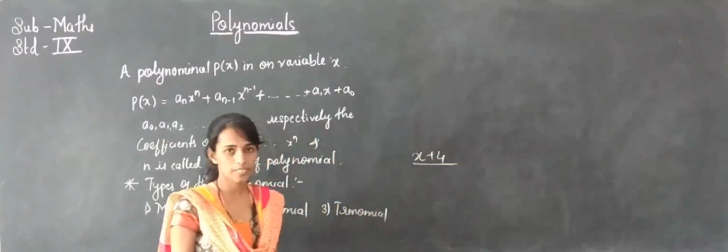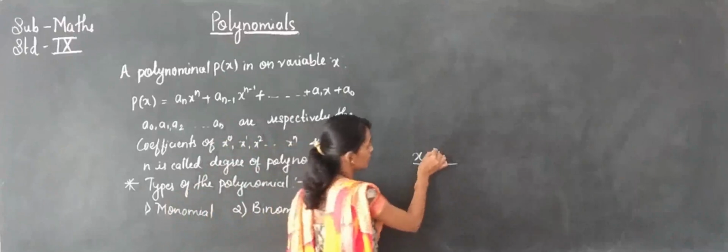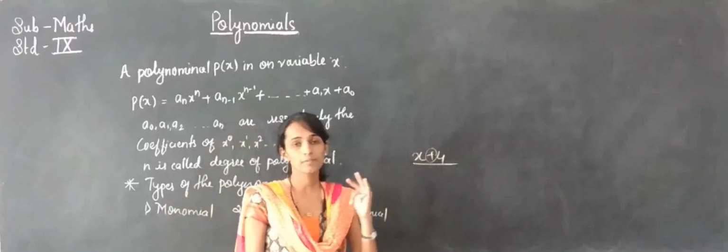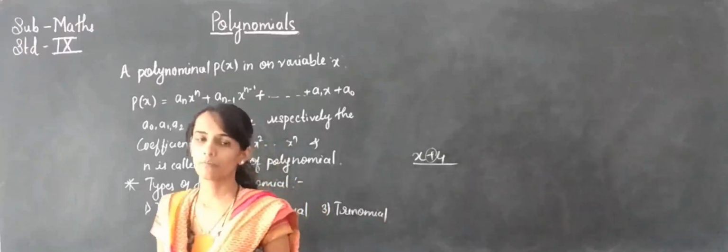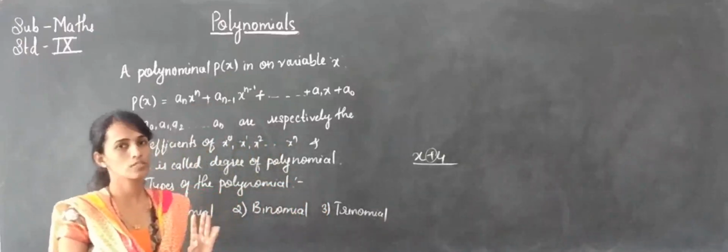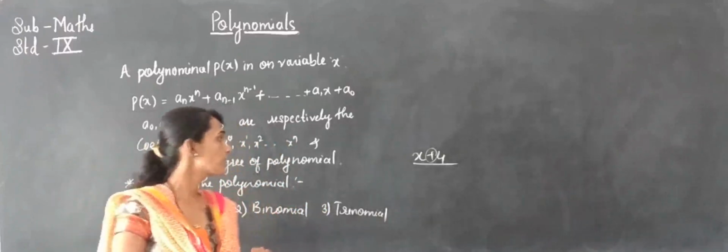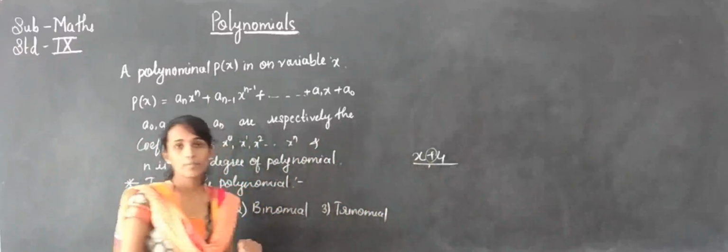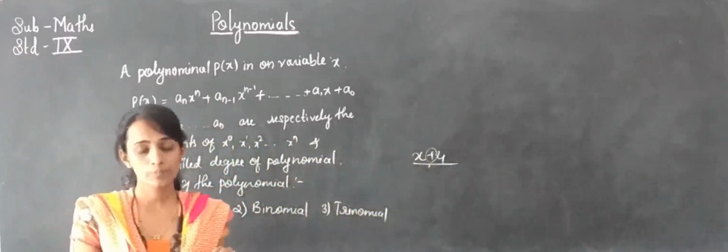x plus 4 is an algebraic expression. Here variables and constants are combined with plus, minus, multiplication or division signs. Variables and constants together we call an algebraic expression. So this algebraic expression is only the polynomial. Algebraic expressions can be called polynomials.